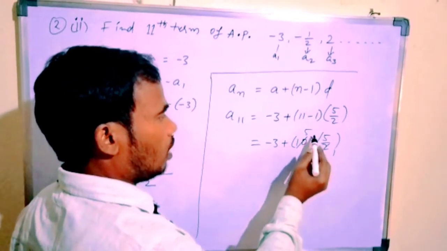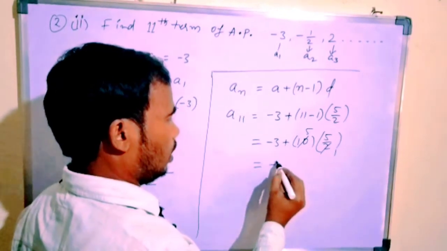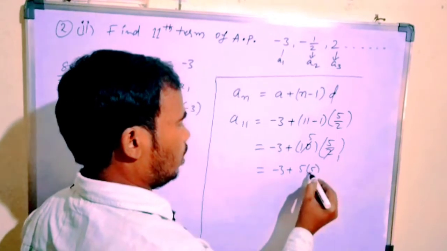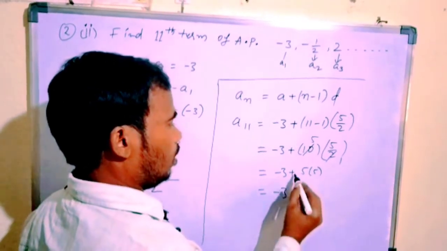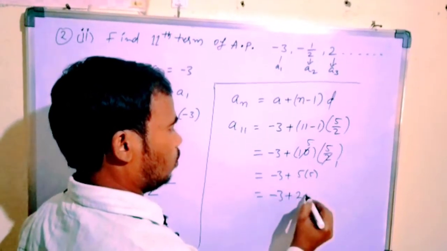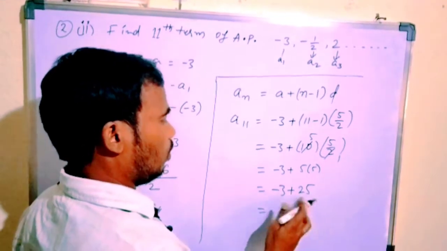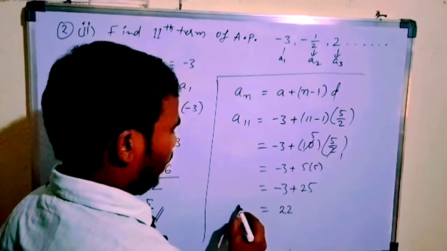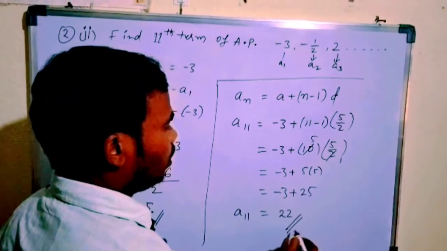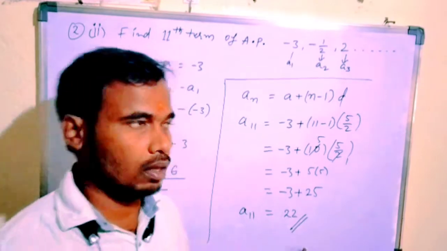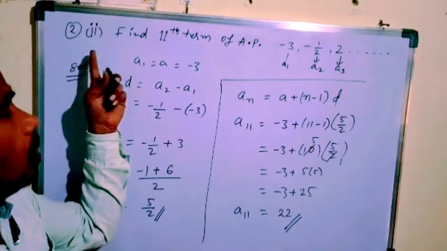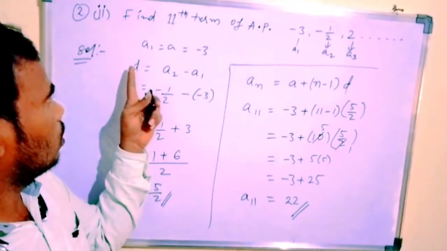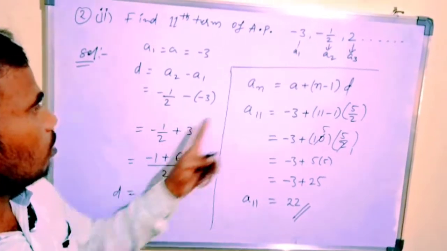Now -3 plus, the 2 ones are 2 and 2 fives are 10, with cancellation the remaining is -3 plus 5 into 5. So -3 plus 5 fives are 25. Now 25 minus 3 is 22. So the A11 term is equal to 22. This is the answer. So in this first question, you can solve the same way, using this formula.